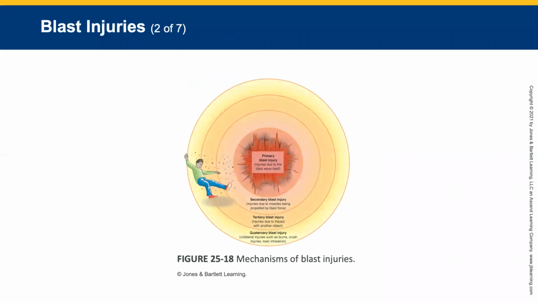But in blast injuries, this figure slideshow tells you the mechanism of injury. So you have your primary blast. This is your secondary blast: injuries from missiles being propelled by blast force. You have your tertiary blast, which is injuries due to the impact of another area. And your quaternary blast is injuries such as burns, crushing injuries, toxic inhalations. Most times you have your primary, secondary, and tertiary. I'm not real familiar with the quaternary blast because they really harp on the 1, 2, and 3 injuries.